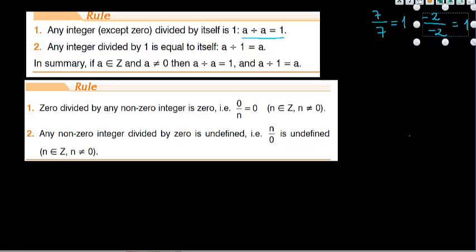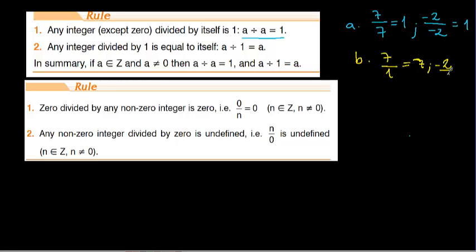And for the second one, when you divide an integer by 1, the result is going to be the integer. So here I'm going to use the 7 again. 7 over 1 is equal to 7, or minus 2 over 1 is going to be equal to minus 2.